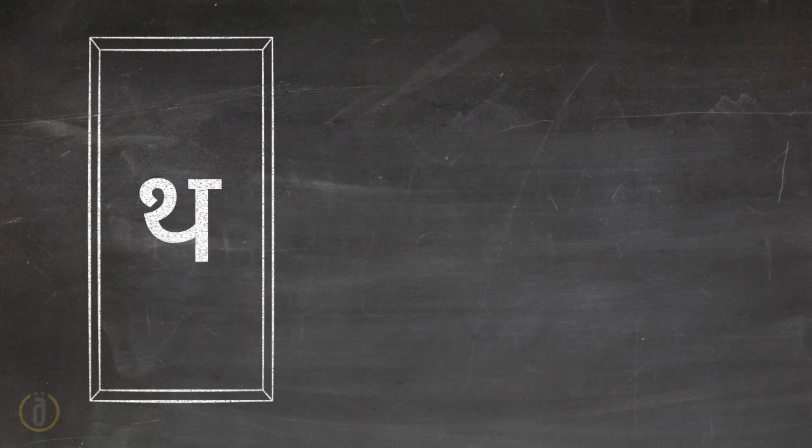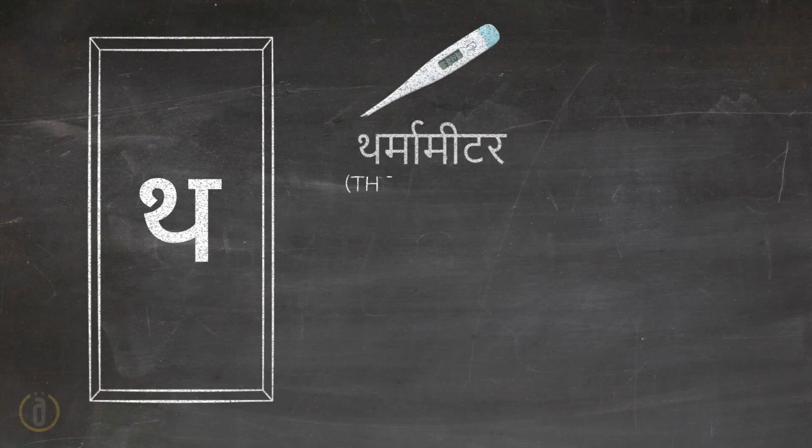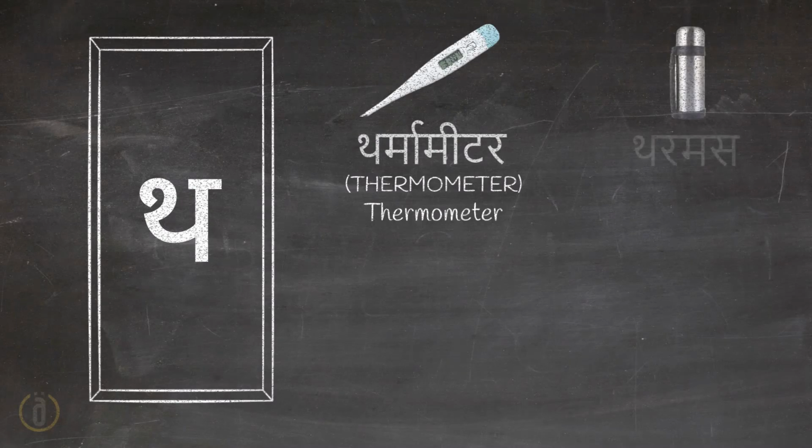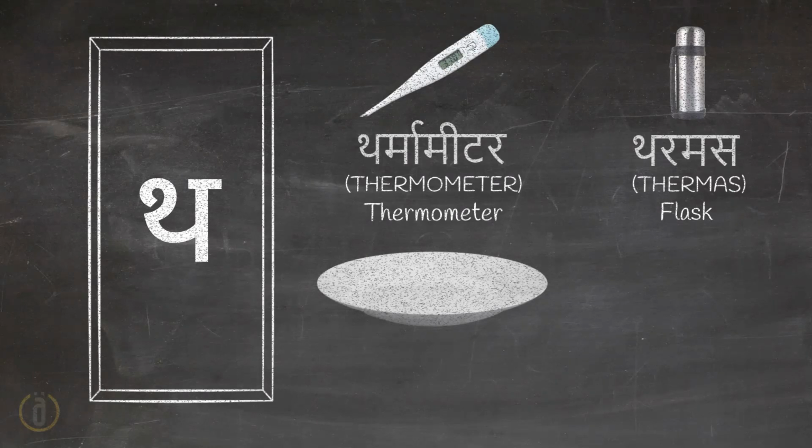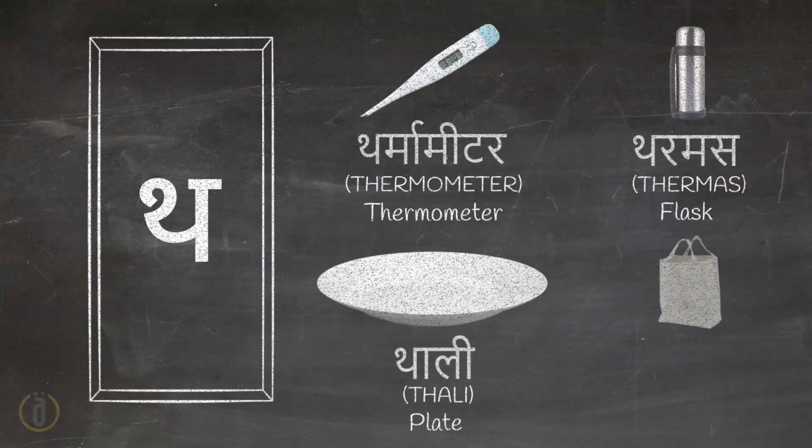Now, let us learn some words starting with the letter th. Thermometer. Thermos, flask. Thali, plate. Thaila, bag.